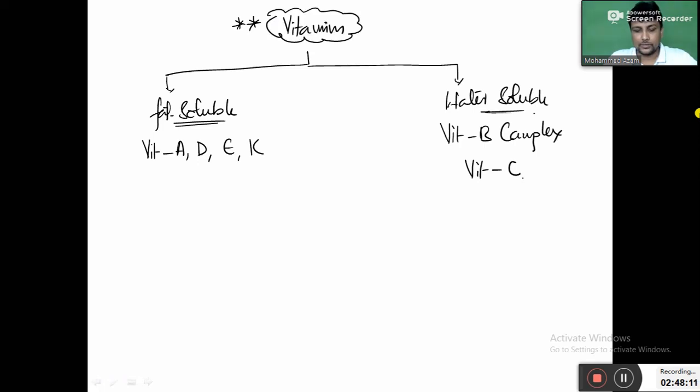Now we will talk about both of these. So let us speak about these 2 categories. And out of these 2 categories, first we are going to begin with what? We are now going to begin with the fat soluble vitamins. Sir, let us start with the fat soluble vitamins first. Okay, so first let's begin with the fat soluble vitamins. Are you ready?